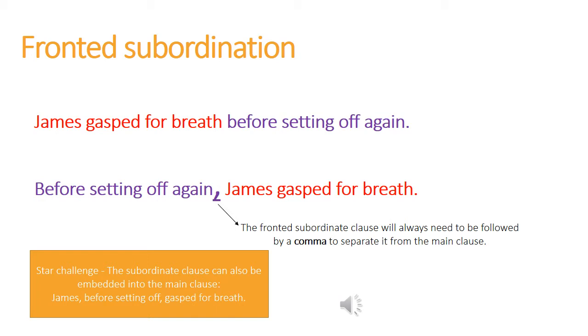Let's use the example of James gasped for breath before setting off again. On the screen, you can see that the red writing is the main clause and the purple is the subordinate clause. Can you see when I have swapped the clauses round, I have put a comma to separate them? Now that the subordinate clause is starting the sentence, it's really important that the capital letter changes too. We know that we must always start a sentence with a capital letter.